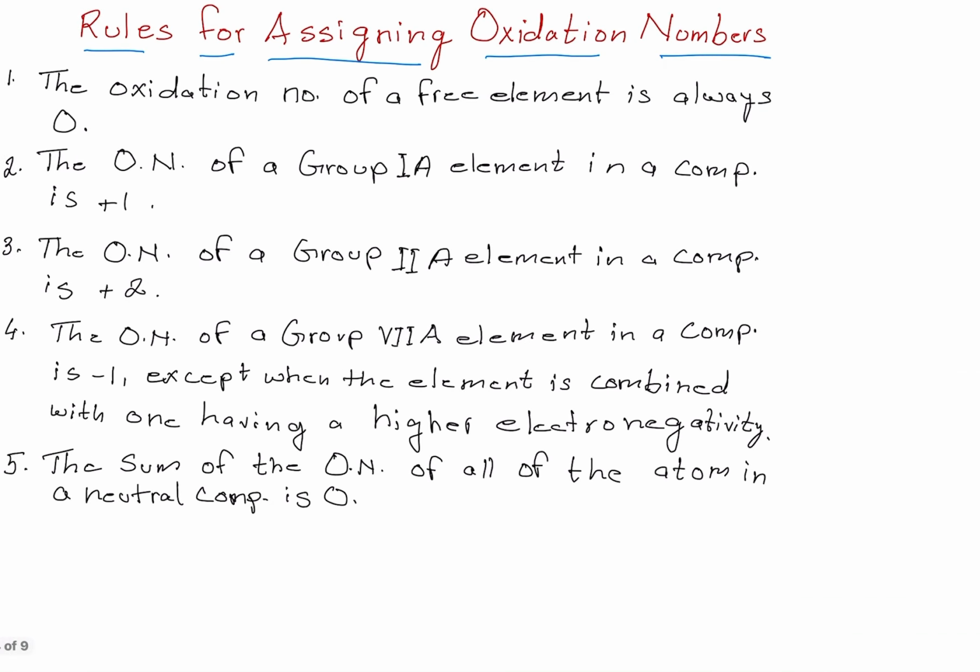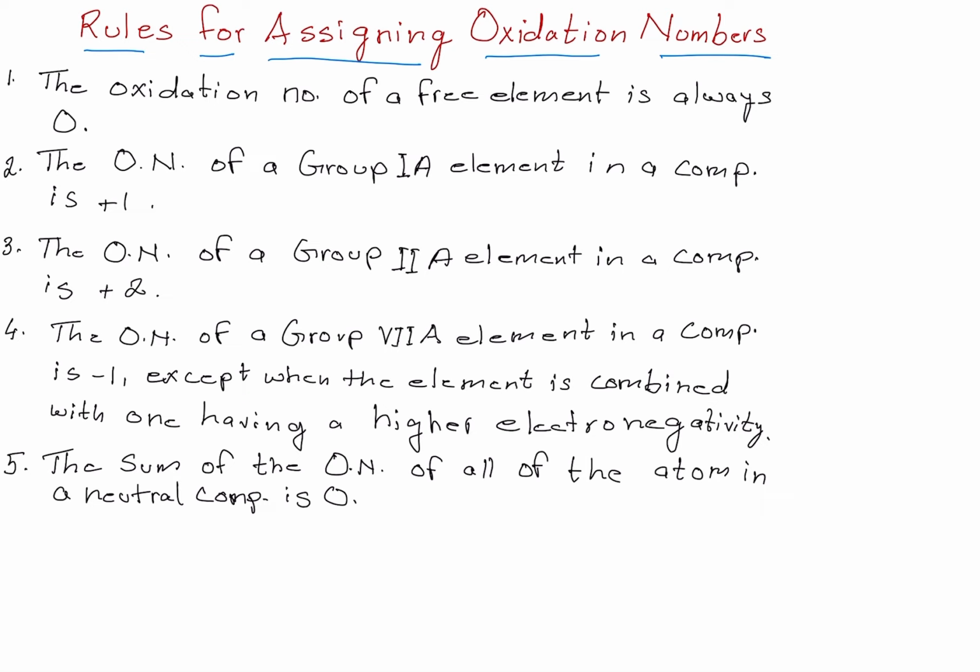Now we move down to some of the rules for assigning oxidation number. It is very important that we remember these rules, and as we keep on calculating the oxidation number, the rules will stay with you and you'll automatically remember them. Rule number one, the oxidation number of a free element is always zero. Rule number two, the oxidation number of a group 1A element in a compound is plus 1. Rule number three, the oxidation number of a group 2A element in a compound is plus 2.